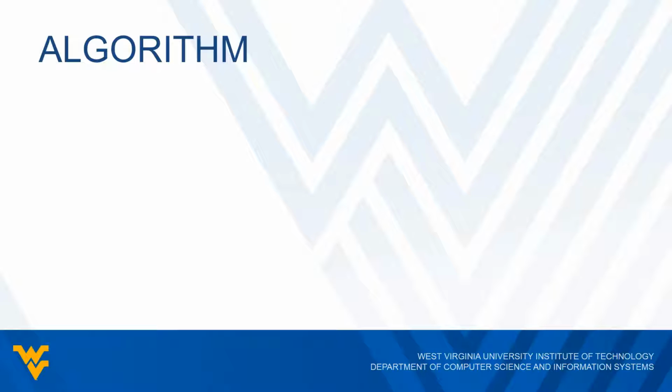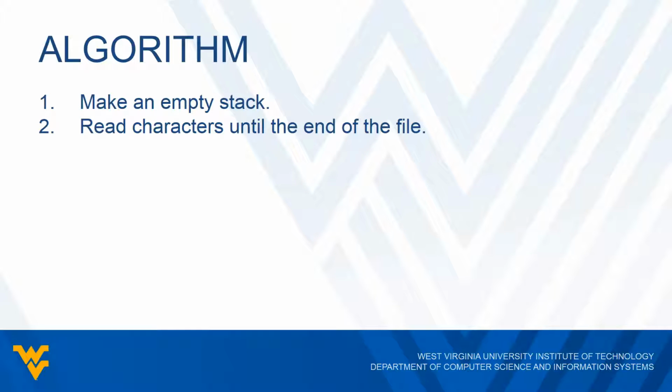Here's our algorithm. The first step is we need to create a stack. It's kind of hard to use a stack if we don't create it. We'll then read all the characters until we get to the end of the file or the end of the string or whatever we're looking at that has all of the symbols. So here we're assuming that we have some code and we're trying to check the symbols. So we'll read all the characters until we get to the end of the file.